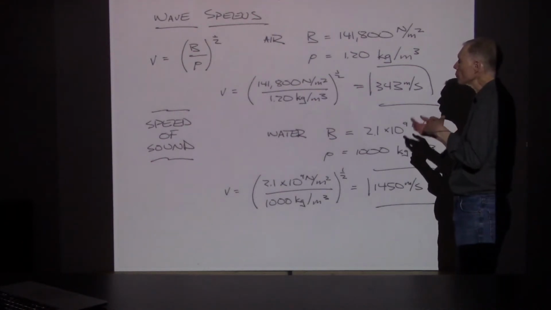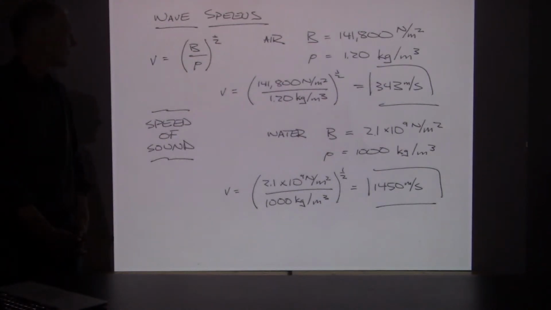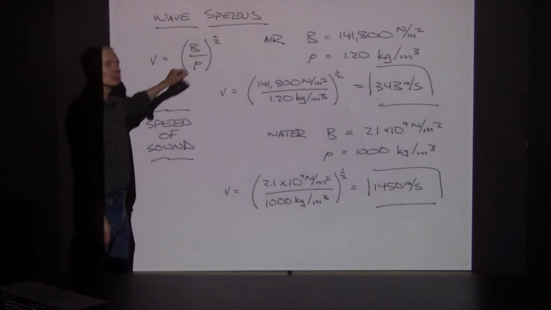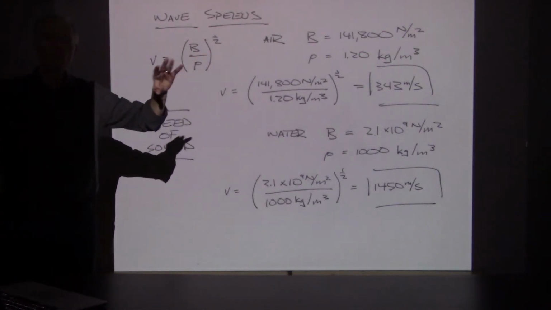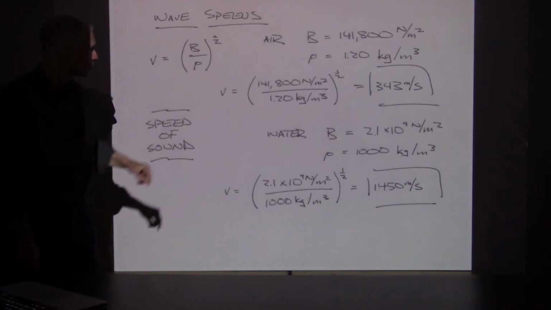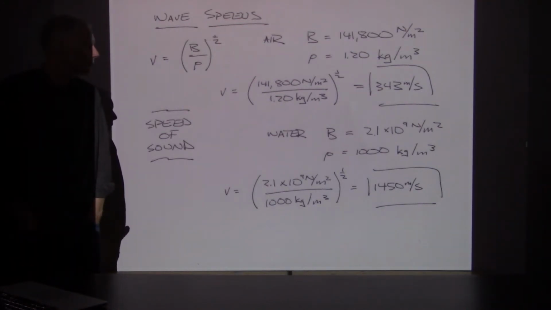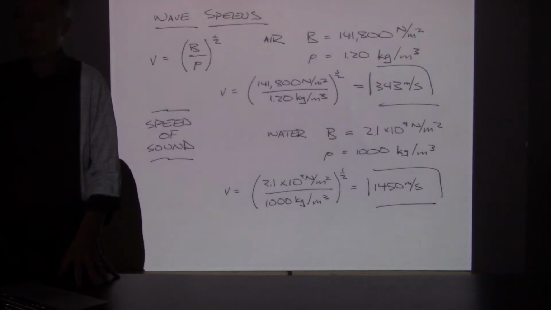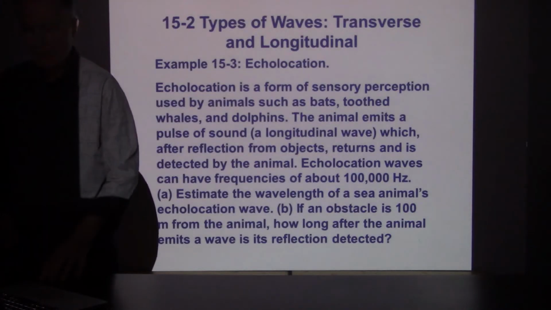Now, we know that water is 800 times more dense than air. Shouldn't that slow the process down if we have something so much denser? But the bulk modulus more than compensates. Those molecules of water know right when something happens, and the message gets out among the molecules very quickly. The prediction from the calculation is 1450 meters per second, which is very close to measured values for the speed of sound in water. Sound travels much faster in water than it does in air. And if we did the same thing for steel, we would find that the speeds are in the thousands, 4,000, 5,000, 6,000 meters per second for the propagation of sound.